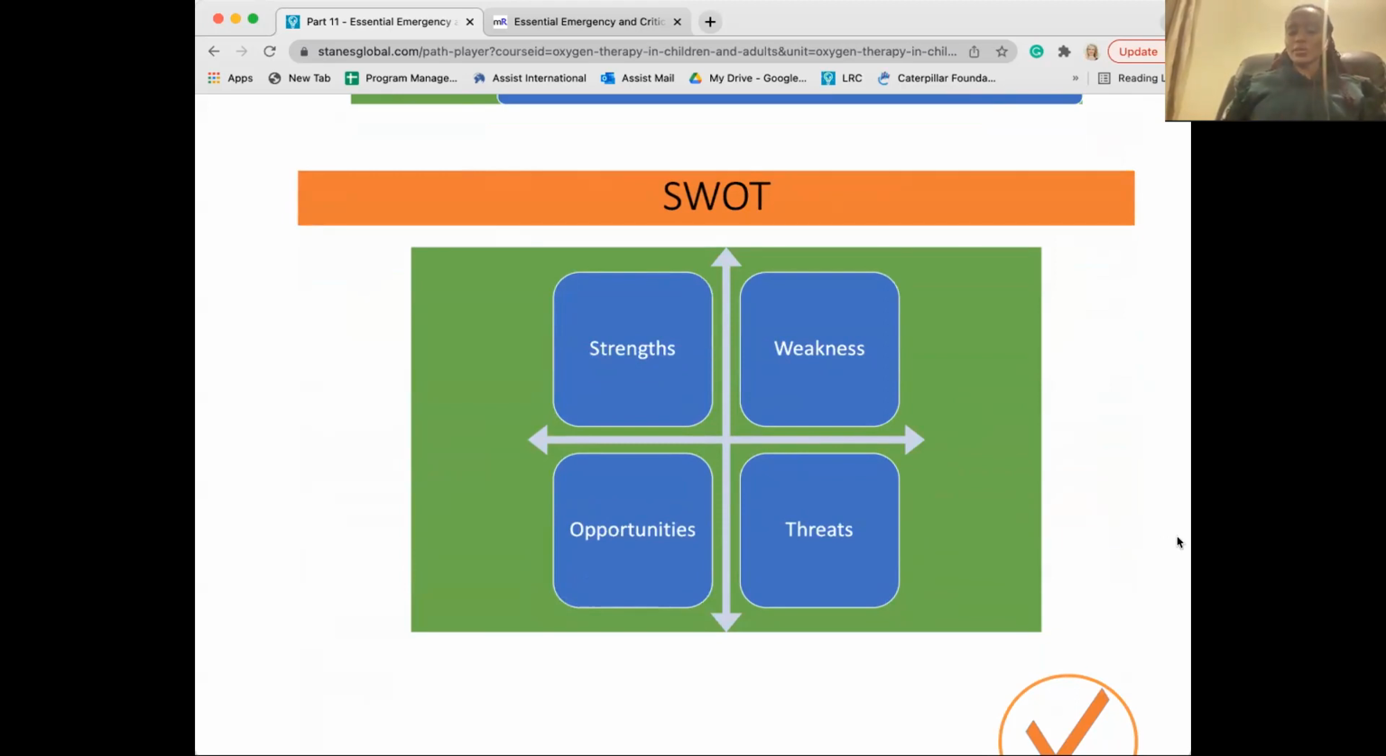What opportunities can we give them? Can we offer them more training? Can we help them? Can we increase their staffing? So you analyze each situation, and at the end of it all, you come up with something that will help improve the care of the patients.